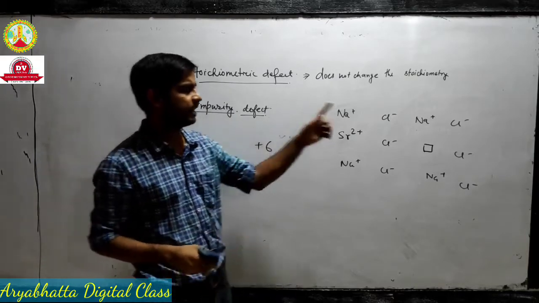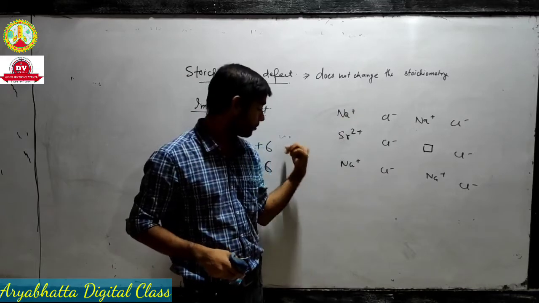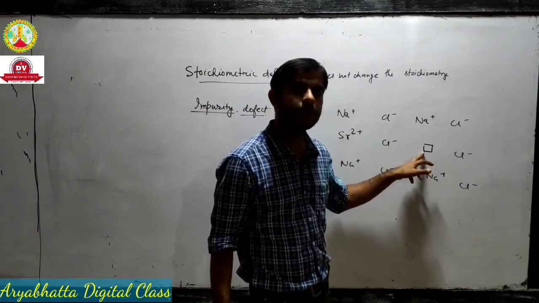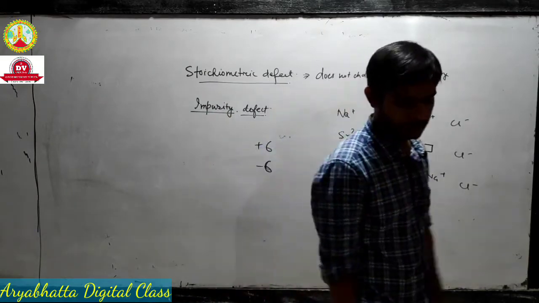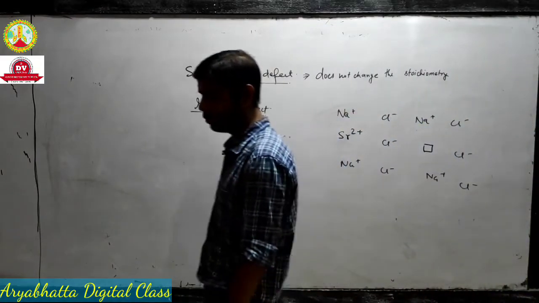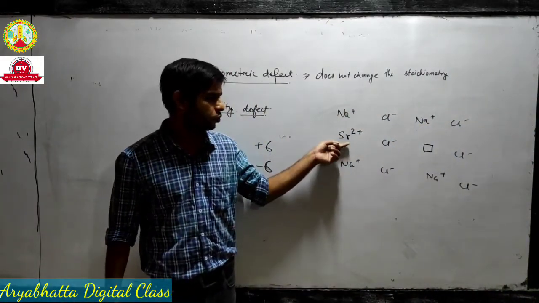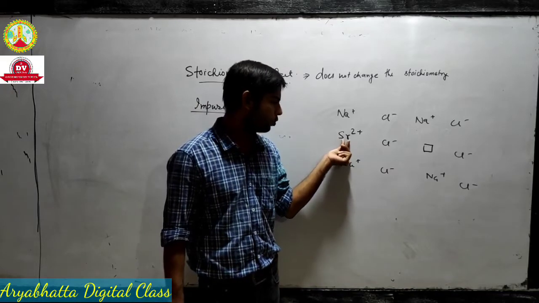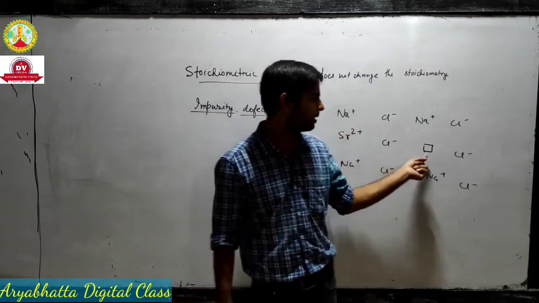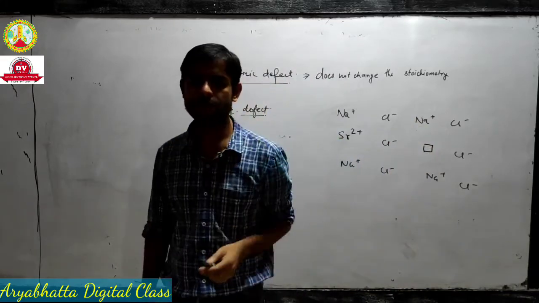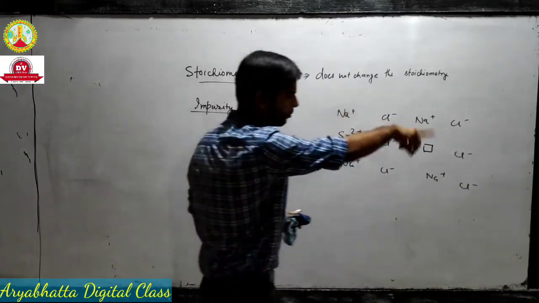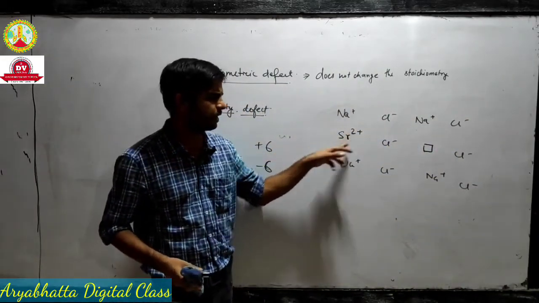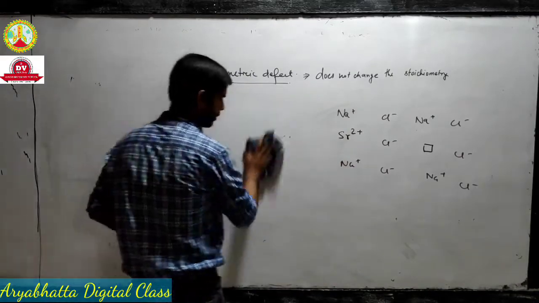What is happening here? In this case, to maintain the electrical neutrality, one sodium is absent from its position, and that means strontium replaces 2 sodium. See, strontium is replacing this sodium which was originally here, and it is replacing this sodium also. Since it's 2 positive, it is replacing 2 sodium atoms from the crystal. So this is called impurity defect, because this is impurity.